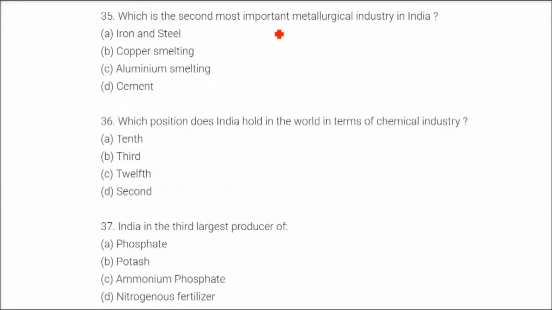Which is the second most important metallurgical industry in India? It is aluminium smelting. Aluminium from bauxite is extracted.